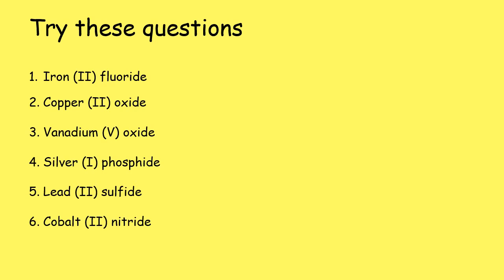If you have paused the video and are wanting to go over your answers, well, I can reveal that iron 2 fluoride should be FeF2, copper 2 oxide should be CuO, vanadium 5 oxide is V2O5, silver 1 phosphide should be Ag3P, and lead 2 sulfide is PbS, and finally cobalt 2 nitride is Co3N2.